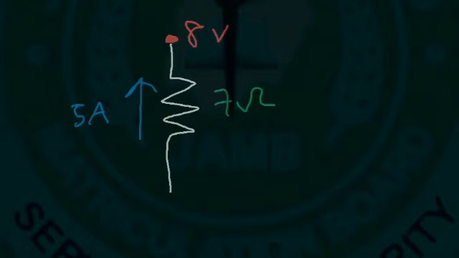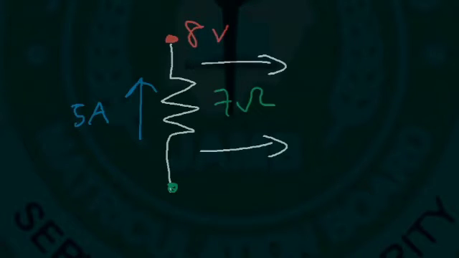Now let's try another example. Let's say the voltage at this point is 8 volts, and there's a current of 5 amps flowing through a 7 ohm resistor. What is the voltage at that point? So let's find the voltage across the resistor. What is 5 times 7?